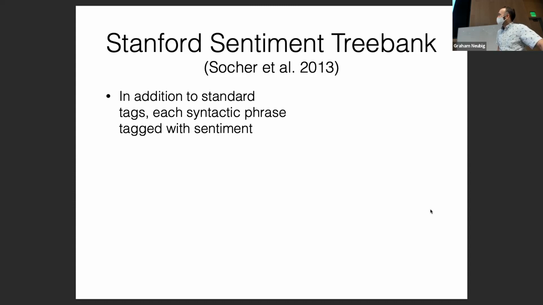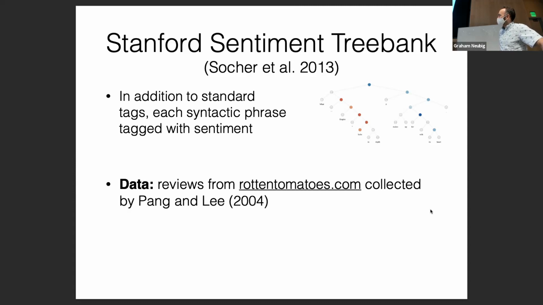So the Stanford Sentiment Treebank, in addition to standard tags, has syntactic phrases tagged with sentiment. The data is reviews from RottenTomatoes.com collected by Pang and Lee in 2004. So these reviews are now 17 years old. And you can imagine that might be a problem if you wanted to build a sentiment classifier for 2021 reviews. Many of the actor names are going to be stale, for example. So that's a kind of interesting thing that you might like to know about the data set if you're using it for something practical.